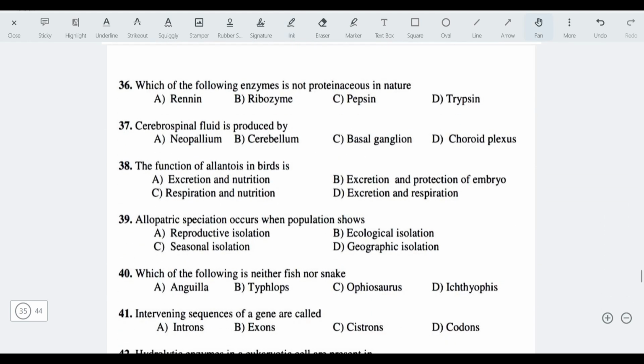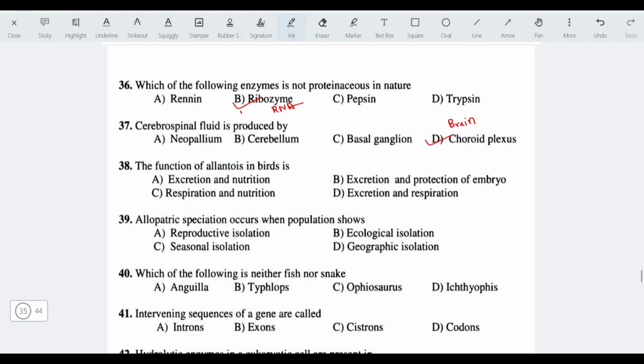Next question. Which of the following enzymes is not proteinaceous in nature? The correct answer is ribozyme. Ribozyme. Why? Because they are themselves catalytic RNA. Okay, some RNA act as enzymes. They are called ribozymes. Next, cerebrospinal fluid is produced by? The correct answer is the choroid plexus. Choroid plexus. They are present in the brain.